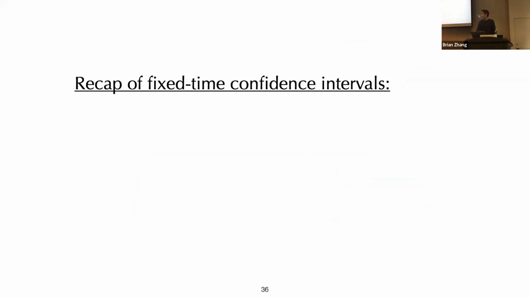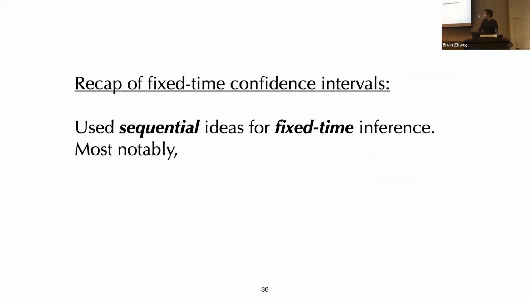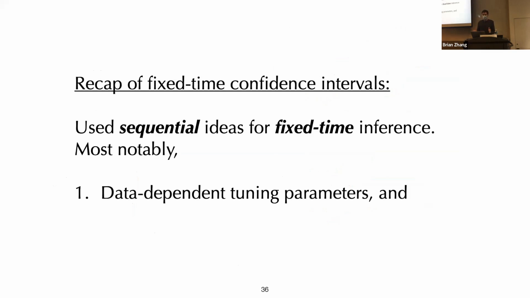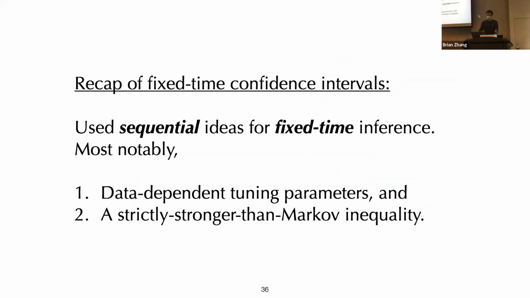Okay, so the recap of those fixed time confidence intervals is that we use these sequential ideas for fixed time inference. Most notably, we had these data dependent tuning parameters, right? We were able to not use sample splitting and actually create these data dependent tuning parameters in a totally fine way. And we also use this strictly stronger than Markov inequality, which is basically Ville's inequality, but if I just apply it at a fixed time by taking a bunch of intersections, it's always tighter than Markov. And so we benefited from these two things here.